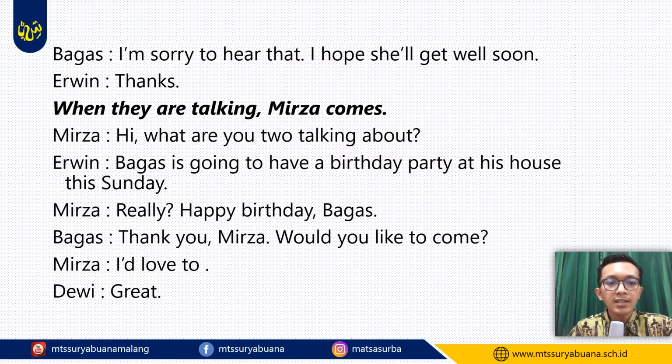Okay, the next sentence here, Mirza said, I'd love to. It means that Mirza can come to Bagas' house. Yeah, it's called an expression of accepting the invitation.